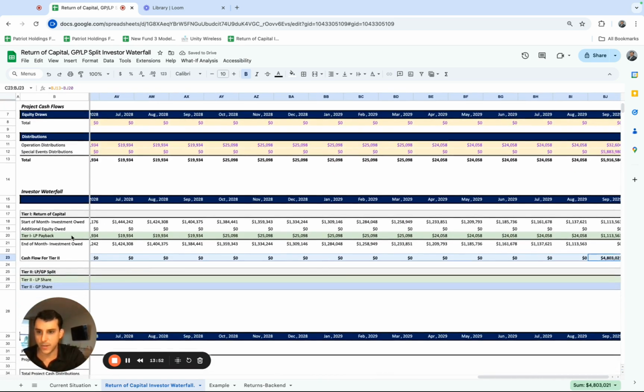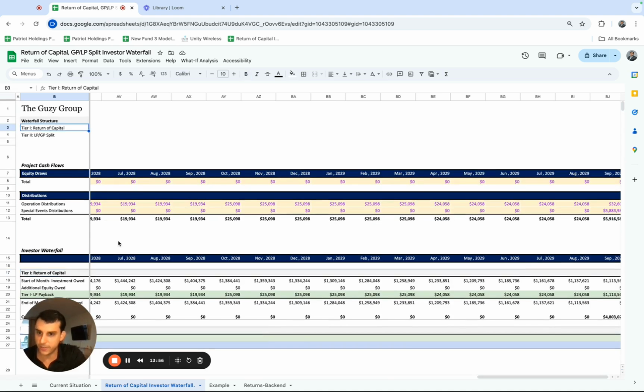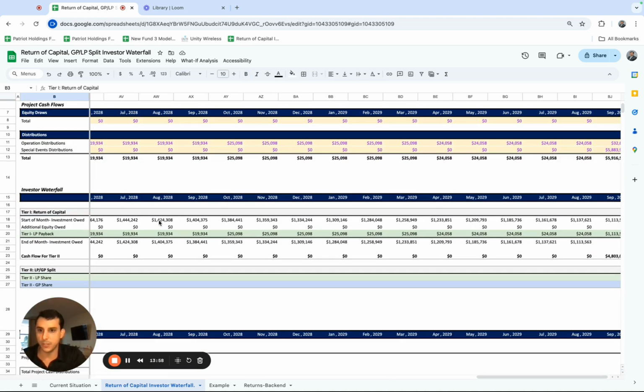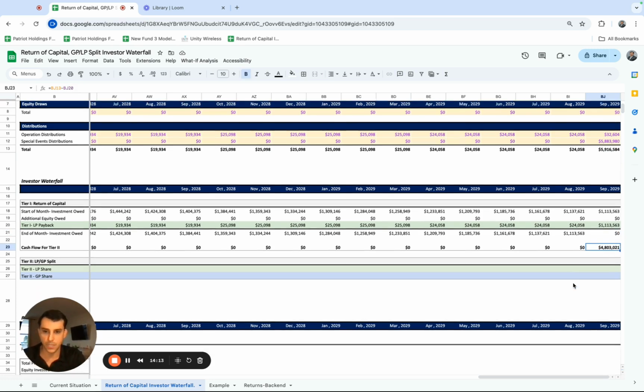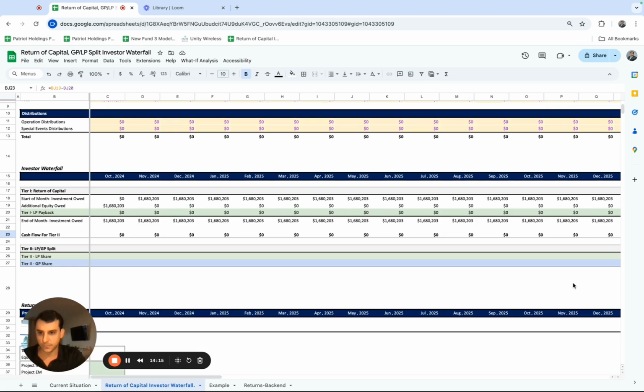Okay. So now tier 1 is basically complete. And that, once again, is the return of capital. We built the logic where we had the amount of money we owed, and it dwindles over time, and then we have this big exit event, and our capital balance is all returned. It goes to zero. And how much money do we have left over for the next tier? We have this 4.8 million. So now let's go to the next tier.